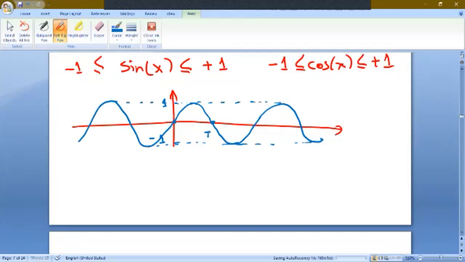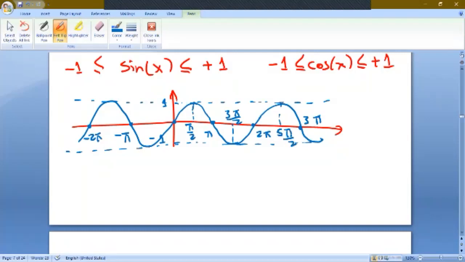These numbers are pi. This is 2 pi. This is 3 pi. This is minus pi. This is minus 2 pi. The top point here is pi over 2. The bottom point here is 3 pi over 2. This is 5 pi over 2. Now, why am I getting these pi's here? So this is the graph of sine of x.